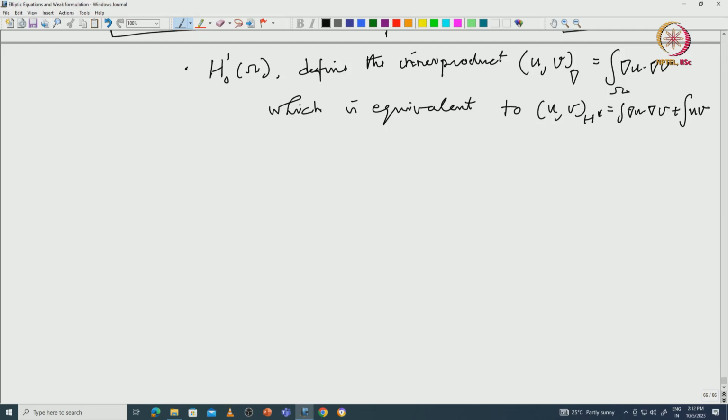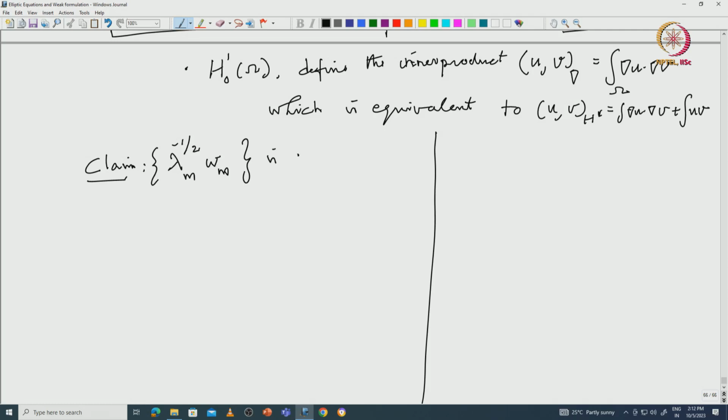So my claim, which I am going to prove, is that lambda m power minus half Wm is an orthonormal basis for H1 naught, of course with that inner product. That is what we are going to do, so you have to compute that.